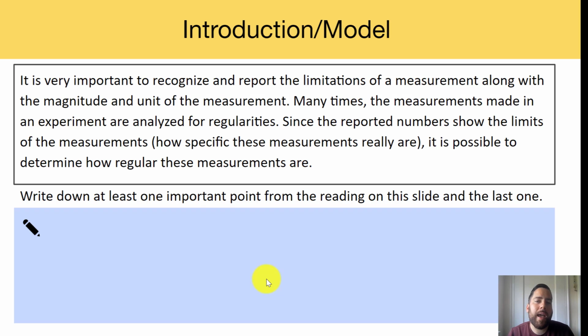Okay, so let's go ahead and read this passage. And I would like you all to write down at least one important point from the reading on this slide, as well as from the last slide.